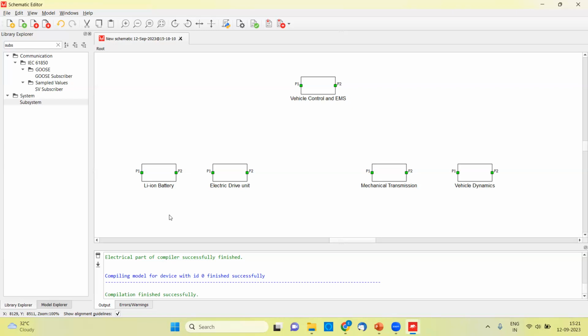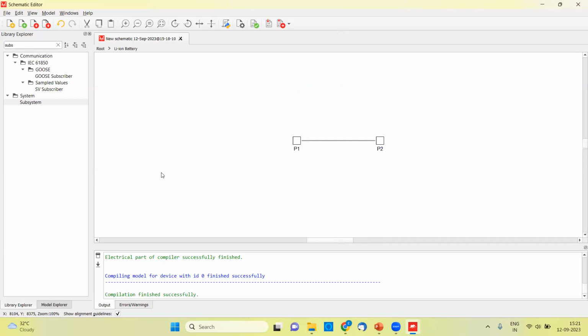So first of all, I'm going to begin with the lithium ion battery subsystem. I'm just going to double click on this subsystem, and I have these components inside. As you can see, the name of this component is electrical port. I'm not going to use any electrical component over here. I'm just going to use the signal processing library today. So I will just delete this component.